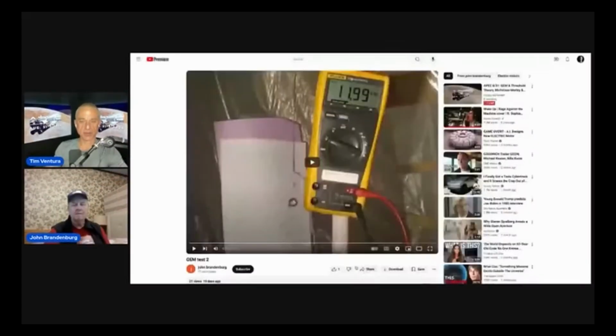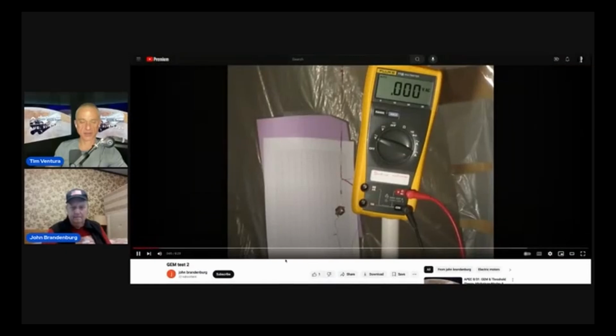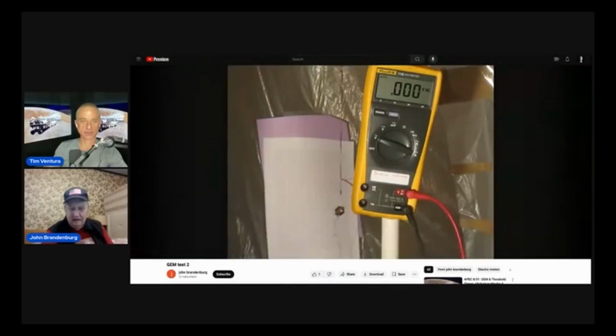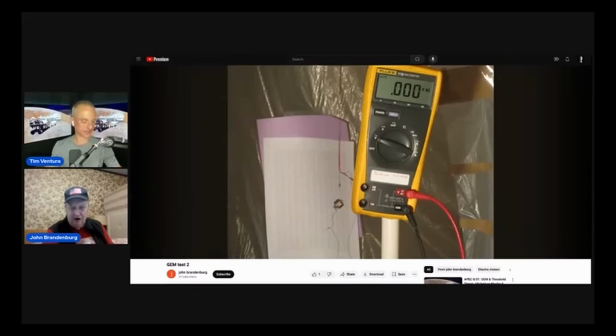Share screen, GEM test 2. And there we go. Here's the voltage. Watch the coil. Turn on the power, it rises instantly. Power up to 12 volts. Turn it off. It drops.